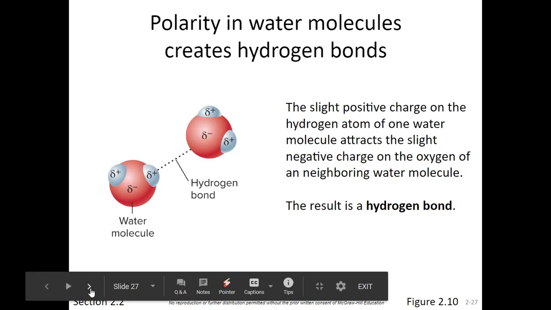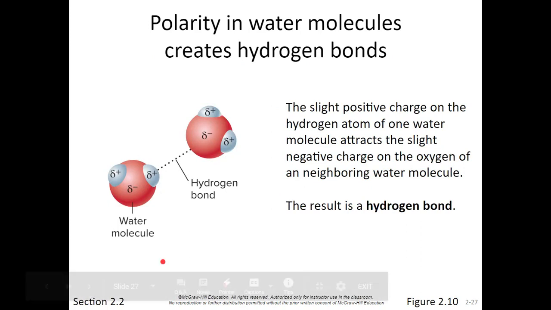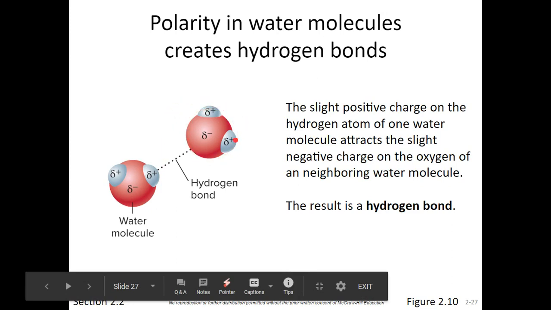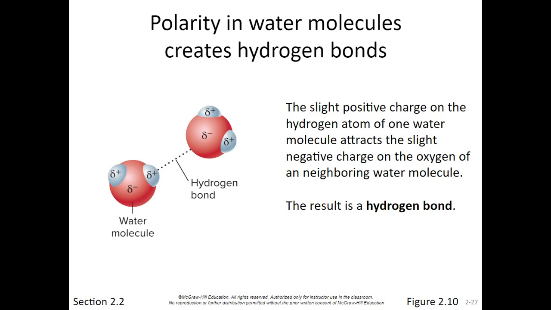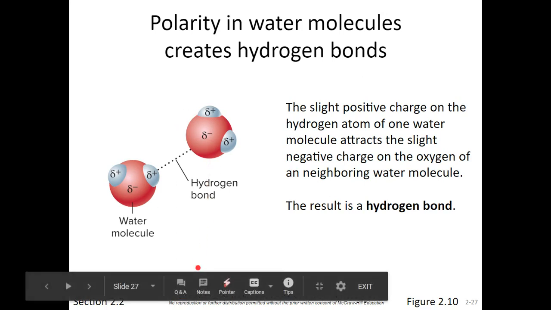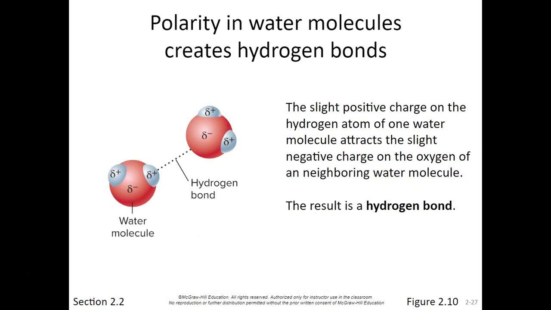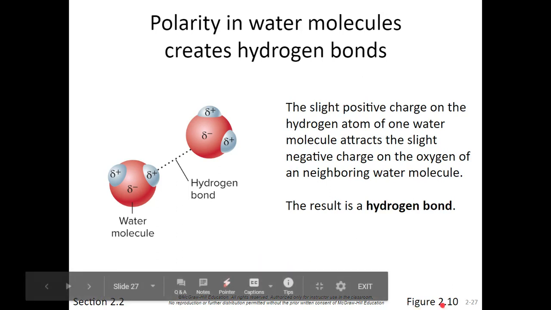Polarity in the water molecule creates the hydrogen bond. In the case of water, it's always water to water. When you take water from two different places and mix them, you cannot differentiate them because they bond so closely to each other. You cannot separate this water from this pond, this water from tap water, this water from pond water. Once you mix them, you cannot tell, and that is the result of hydrogen bonding.